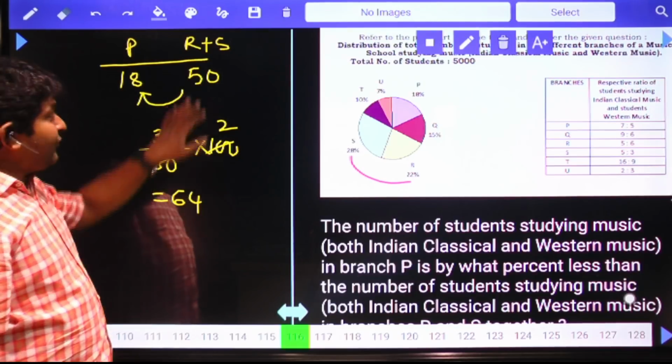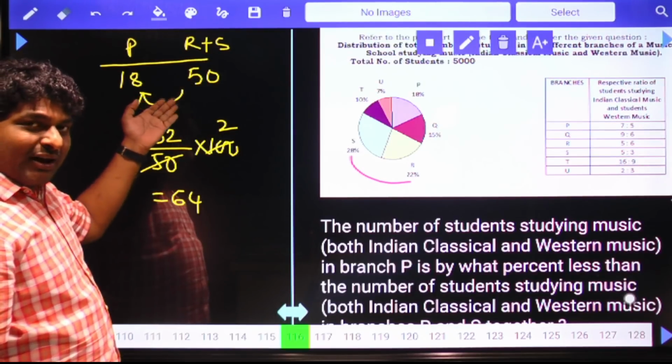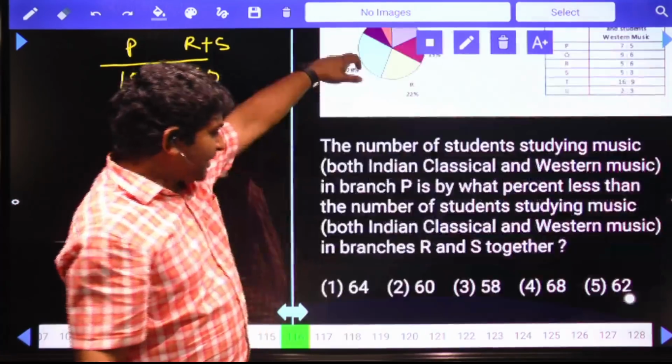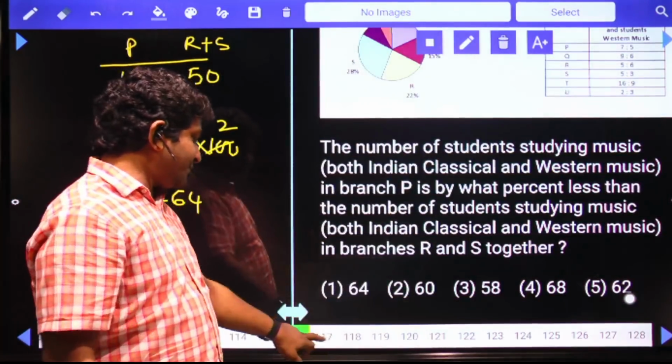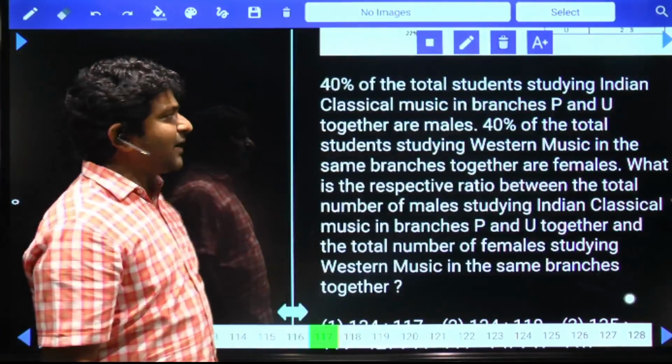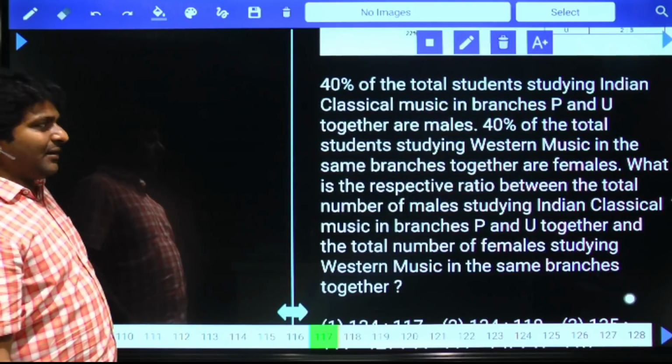లేదా 50తో కంపేర్ చేస్తే 32 తక్కువ అయితే, 100తో కంపేర్ చేస్తే ఎంత? 64 అవుతుంది. డైరెక్ట్ ఆన్సర్ 64, ఫస్ట్ ఆప్షన్. 40% of the students studying Indian classic music in branches P and U together are male.